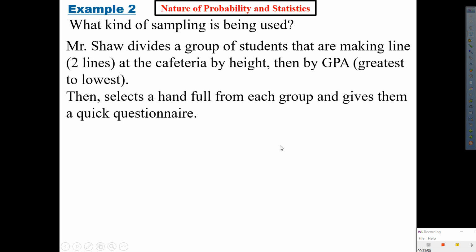Here goes another one. Mr. Shaw divides a group of students that are making line. There's 2 lines. By height, 1 line. The other one by GPA. Then selects a handful from each group. A handful from each group. Tell your neighbor what kind of sampling that would fall under.